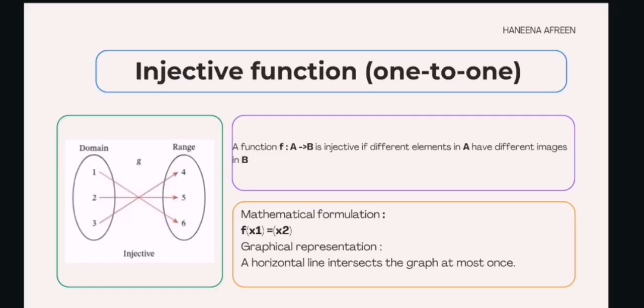First, let's talk about injective functions, also known as one-to-one functions. A function is injective if different inputs always produce different outputs. This means that no two elements in the domain map to the same element in the codomain. Mathematically, we write this as f(x1) = f(x2) implies x1 = x2. Graphically, if we draw a horizontal line anywhere on the graph, it should intersect the function at most once. If it cuts at more than one point, the function is not injective.